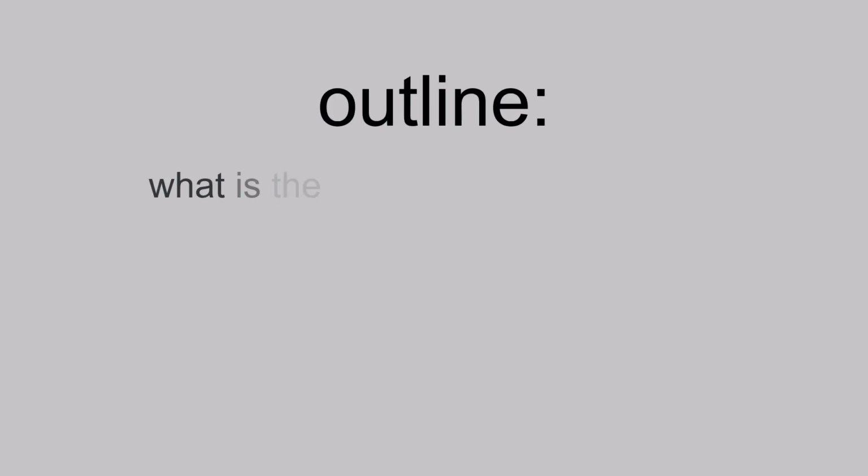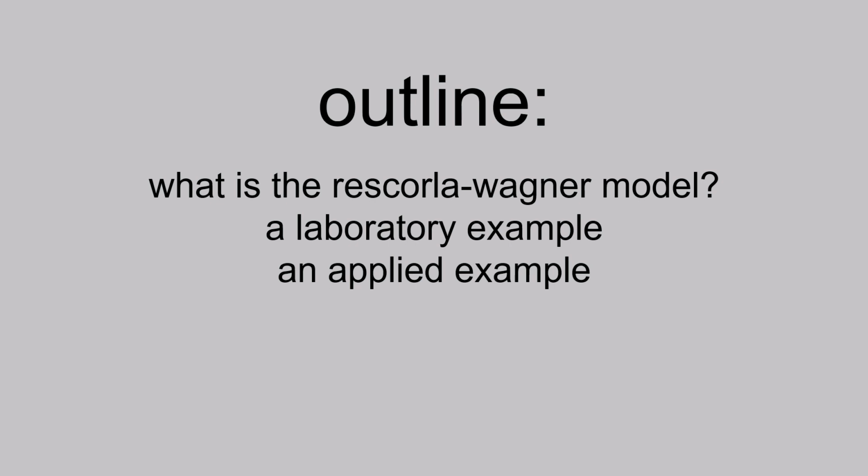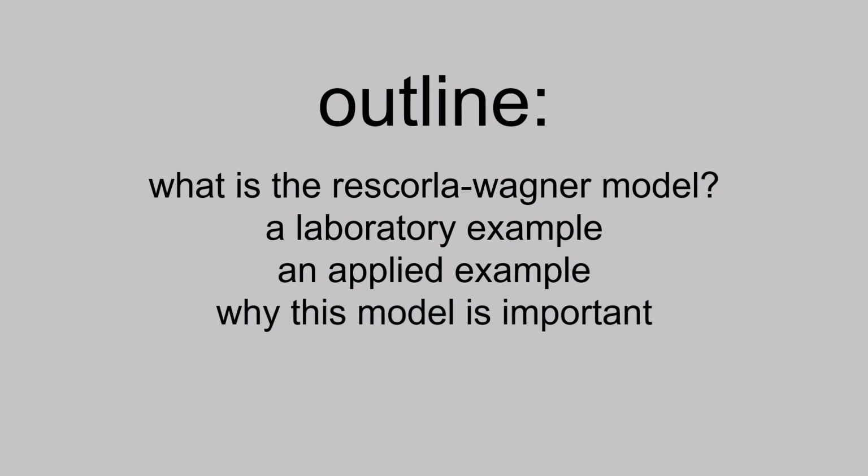So let's take a look at the outline for this video. We're going to be covering what the Rescorla Wagner model of classical conditioning is. We're going to be looking at a laboratory example using lab rats, and then we're going to look at a more applied example using something you might expect in the real world, and then we'll cap it off by talking about why this model is important, why it's being taught to you, and why you should know about it.